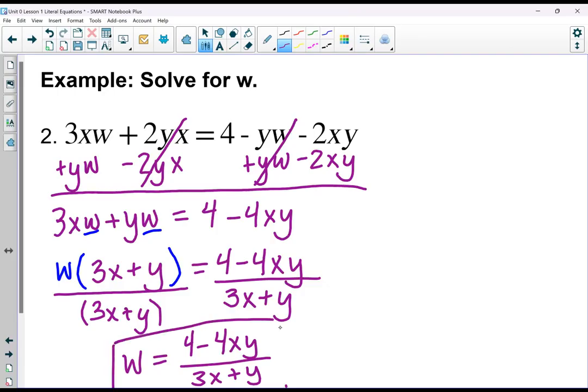So if you have a variable that's indicated that you're solving for in more than one term, you do have to apply the distributive property in the opposite way, which we call factoring out in algebra. That is all for our conversation on literal equations today.